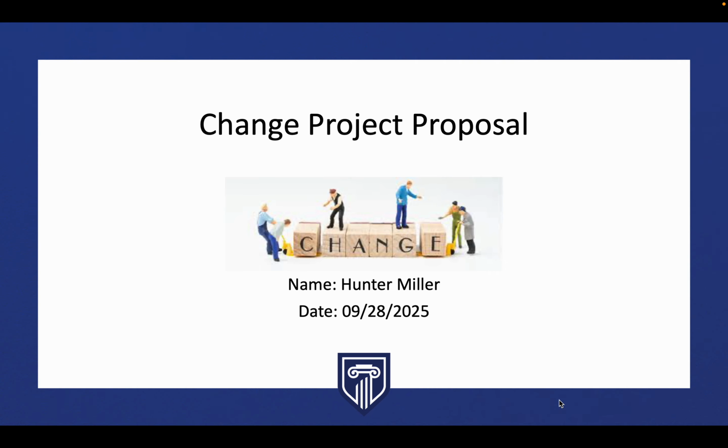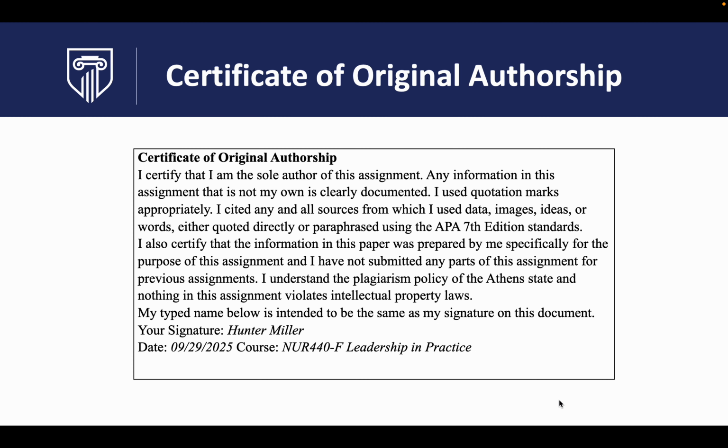Project Proposal by Hunter Miller. Right here is my certificate of original authorship, just saying that this is all my own work and I did not plagiarize or copy any other work.